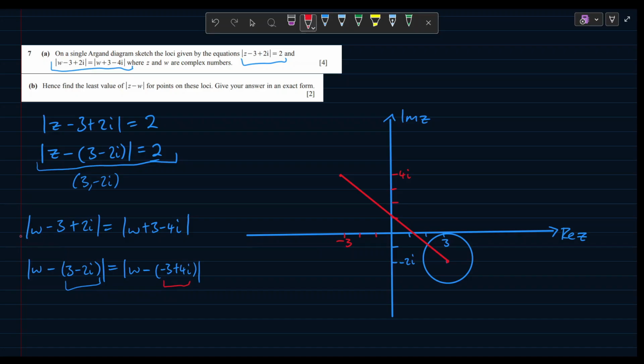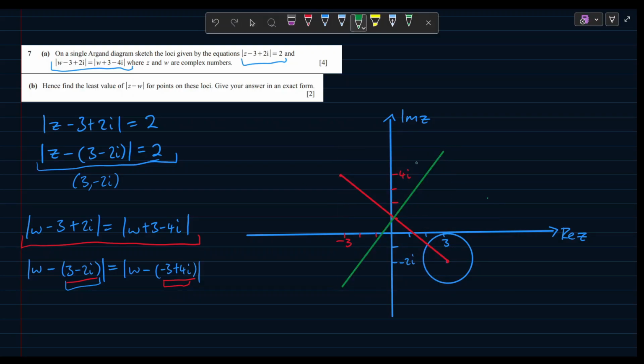So what this equation means is that we want the points that are equidistant to the complex number 3 minus 2i and negative 3 plus 4i. So it means we have to find the perpendicular bisector of our line. So make sure to use a compass to get your perpendicular bisector. I don't have a compass with me, so I'm just going to estimate that our perpendicular bisector should be somewhere there, maybe slightly lower. No, I think that was fine.